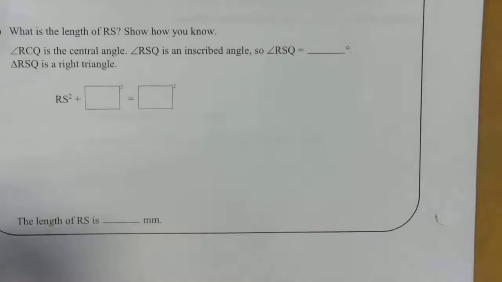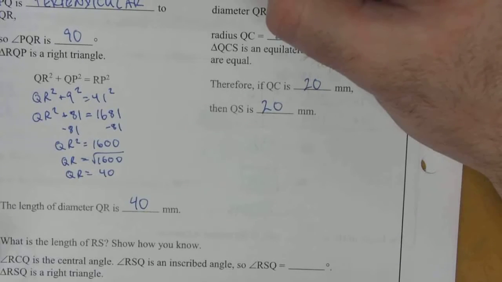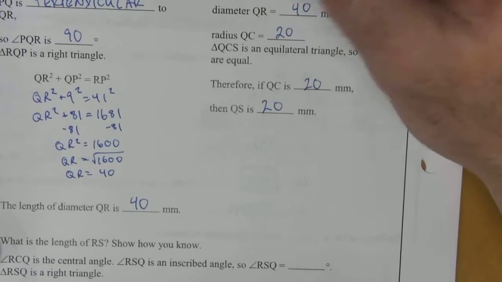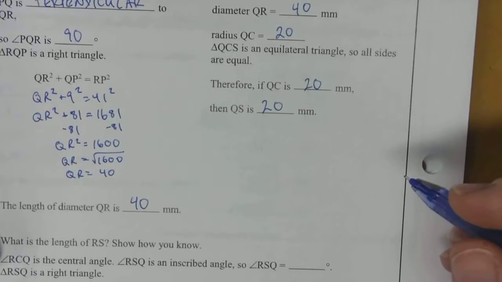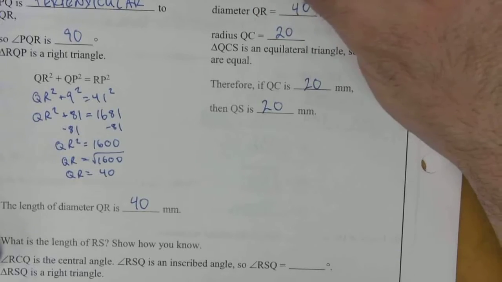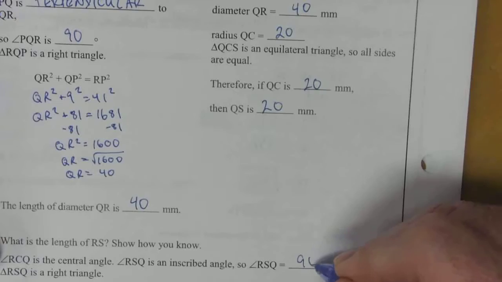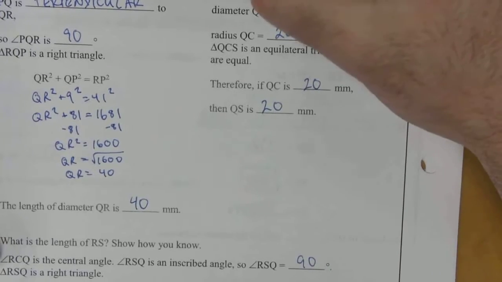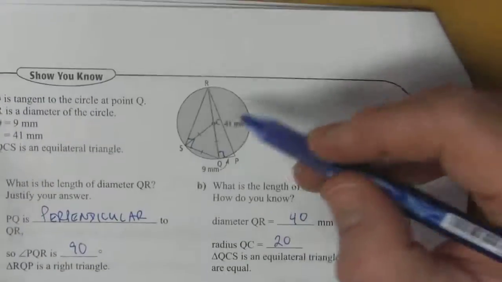What is the length of RS? Show how you know. So RS is this chord here. RCQ is a diameter. It's a central angle though. And RSQ has an inscribed angle with the same arc, RQ. So RSQ has to be 90 degrees because our central angle here was 180. So therefore this is a right angle triangle up here.